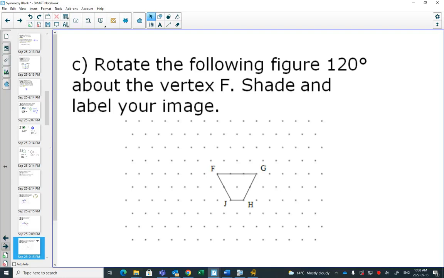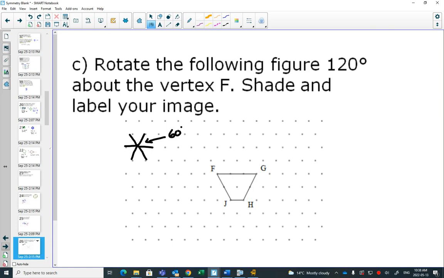This is called isometric paper. Notice the dots are different on this one than a regular graph. Okay? The angles between any dots on this type of paper are 60 degrees.